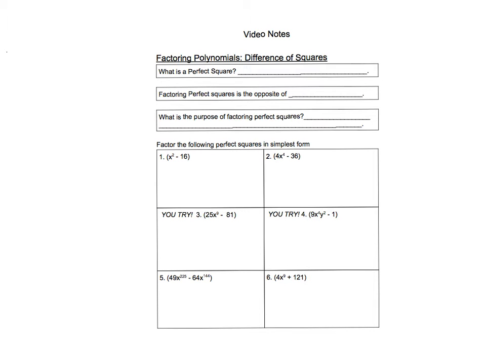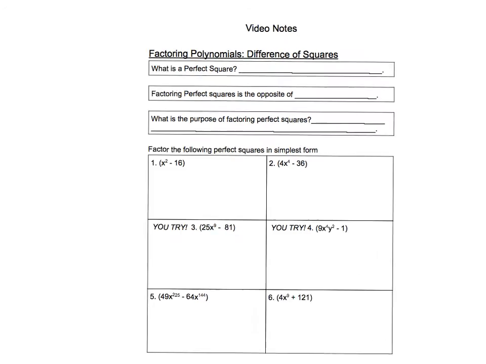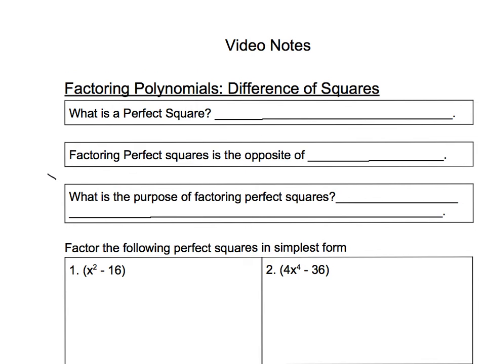Hi guys, so today we're going to be learning about the factoring of polynomials through the difference of squares. So firstly, what is a perfect square? A perfect square is the product of a rational number multiplied by itself.